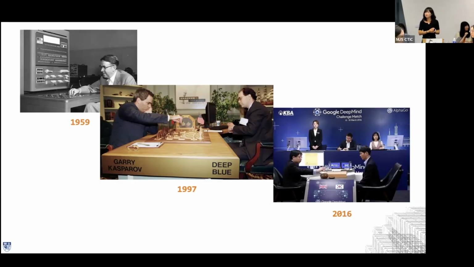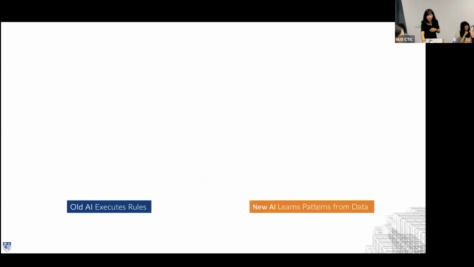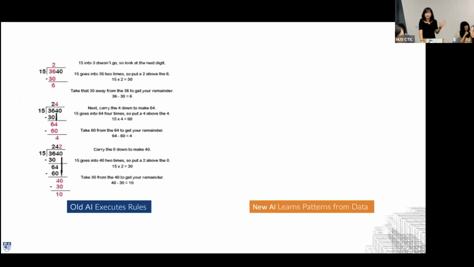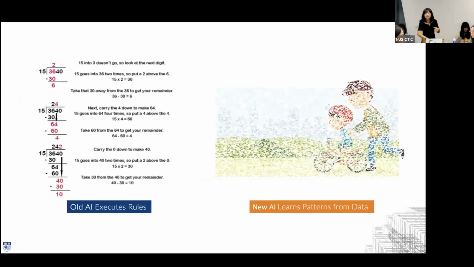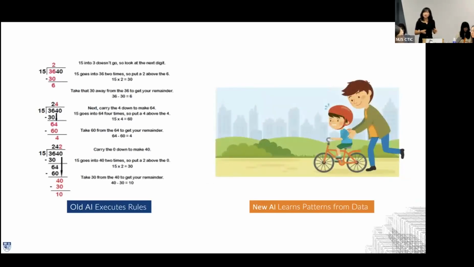It just needs to observe all over and over all the games. And it extracted pattern of how to win a game. So that's the difference from old AI and new AI. Old AI is rule-based. It's like teaching a child to do long division. And new AI can learn from pattern of data. And that's exactly how we learn and how we come to here, right?